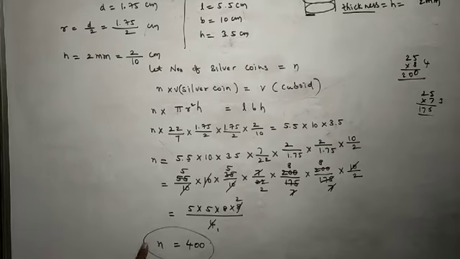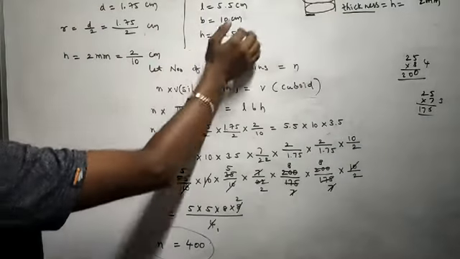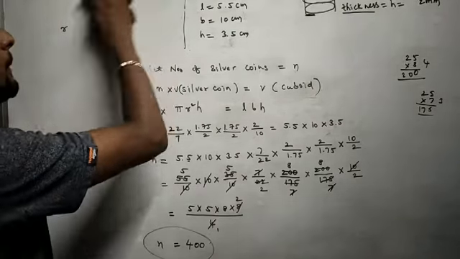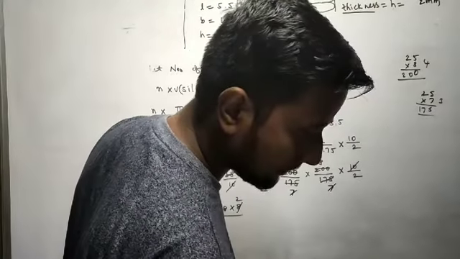So that means if you take 400 silver coins and melt them, then we can make a cuboid with the given dimensions. Okay? Okay, beta. Then problem number 7, beta.